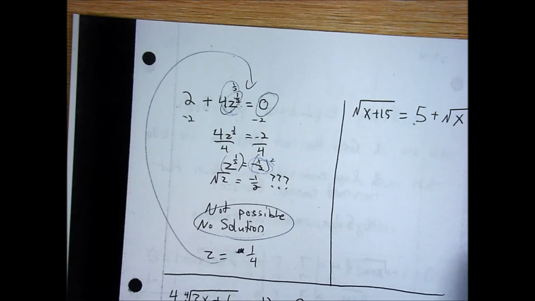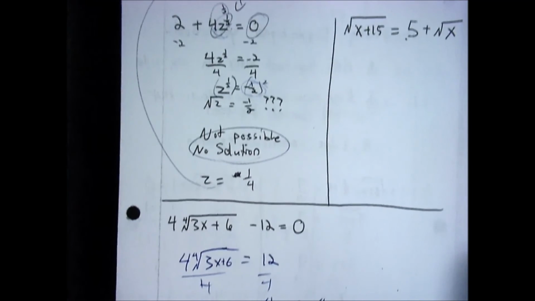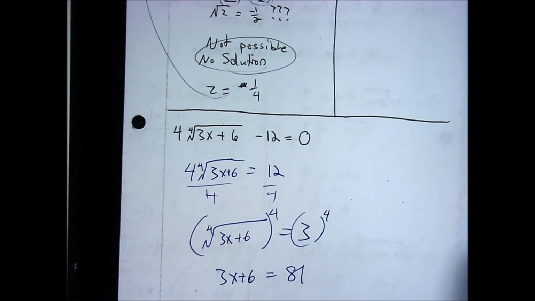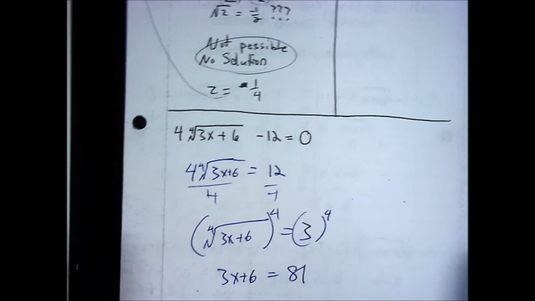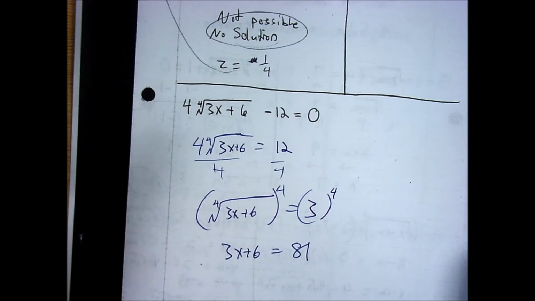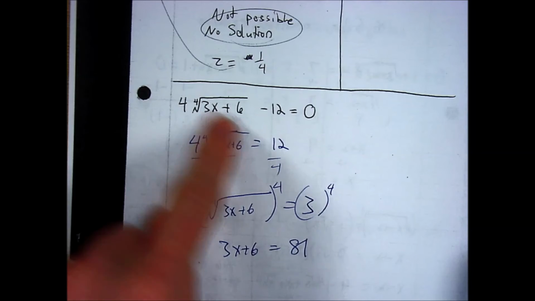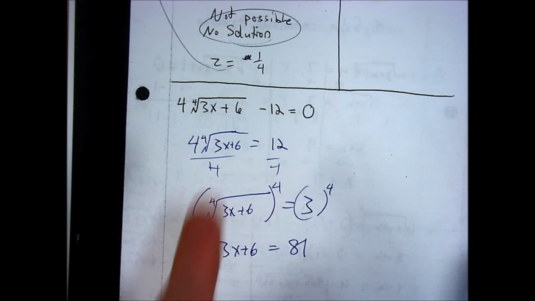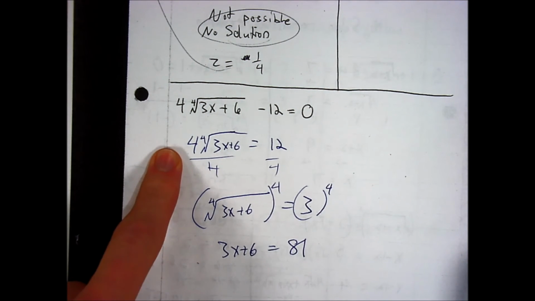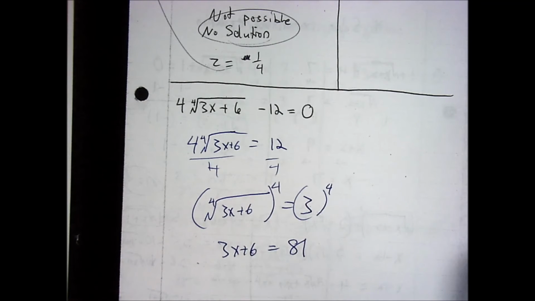This is another one that comes out similar to this, I believe. And just another quick example here with a different root. Just so we're not scared when we see something besides a square root. Still the same process, guys. So we need to get the root by itself. We're going to add the 12 over. We got a 4 times in the front. Let's divide by 4. We get the 4th root of 3x plus 6 equal to 3.